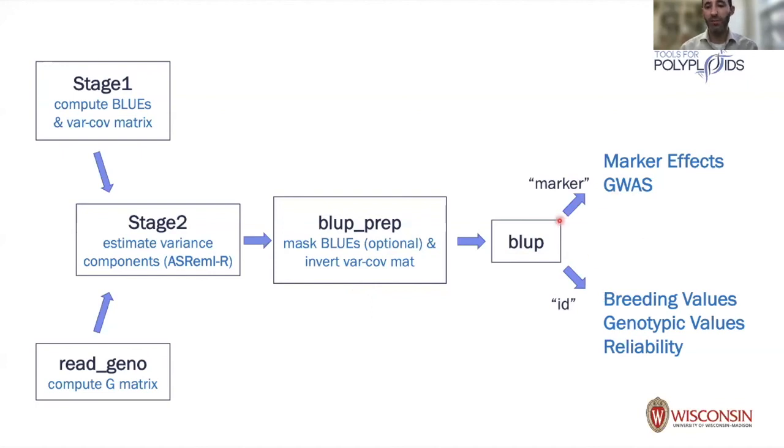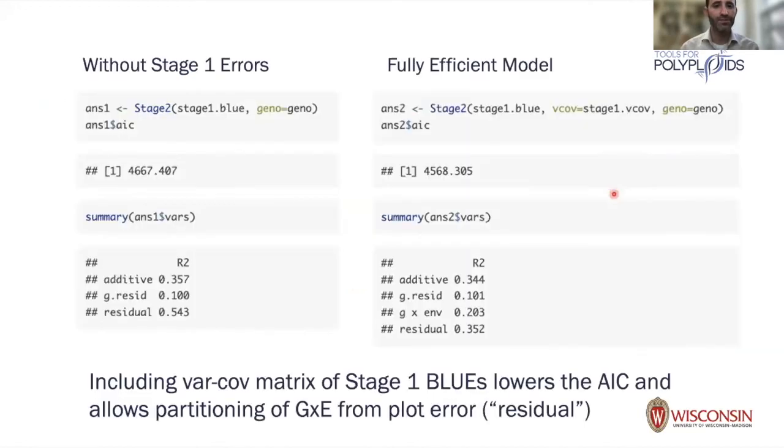You can, for example, compute the BLUBs of the markers themselves, and by standardizing them, you get GWAS. You can also compute the BLUBs for the individuals, and then you get breeding values. So what we're going to talk about right now is the standardized marker effects to compute GWAS scores.